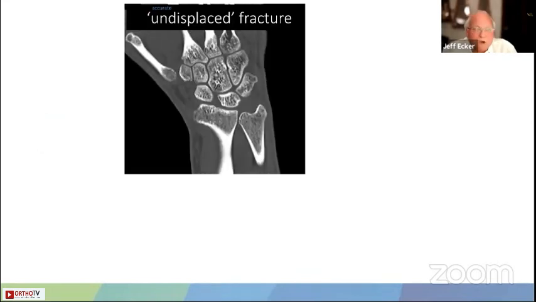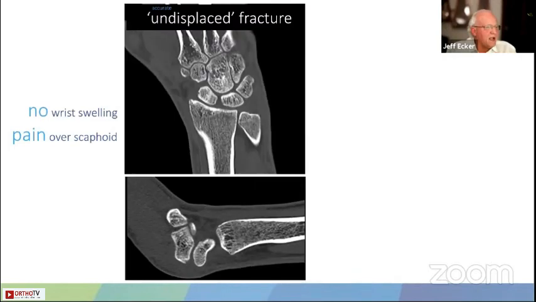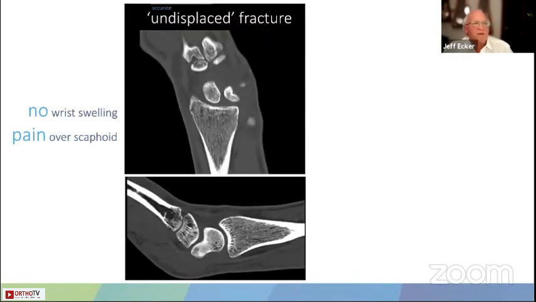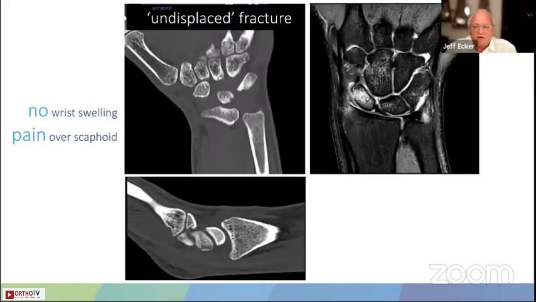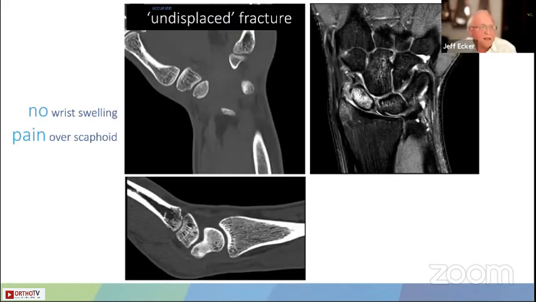Now, this is what I would call a true undisplaced fracture of the scaphoid. This is an accurate use of the term. No wrist swelling, pain over the scaphoid, and you cannot see a fracture on the CT scan. But if we do an MRI scan, we can see a microtrabecular bruise focused on the scaphoid and to much lesser extent on the lunate and the capitate.